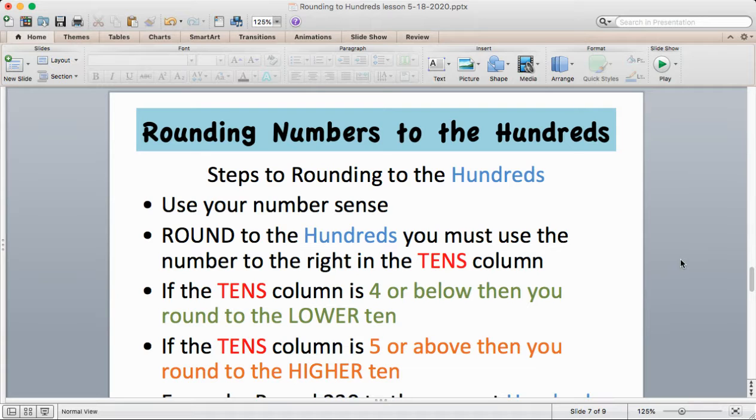So the rules: rounding numbers to the hundreds, steps to rounding to the hundreds. Use your number sense we just went over. Round to the hundreds. Our blue lettering is hundreds. So when we look at our numbers, we're going to see blue numbers. That's your hundreds. You must use the number to the right in the tens, which will be the red column. If the tens column is 4 or below, then you round to the lower 100.